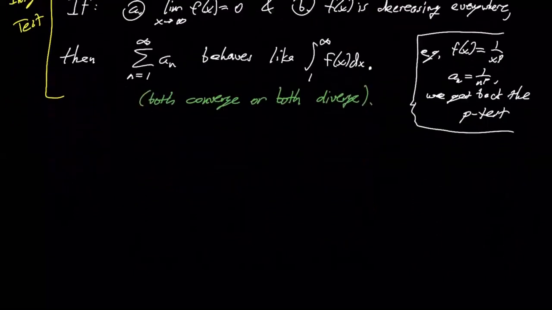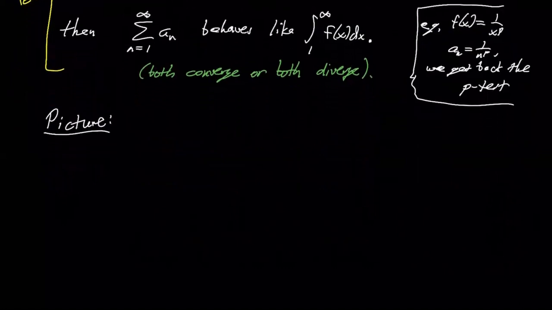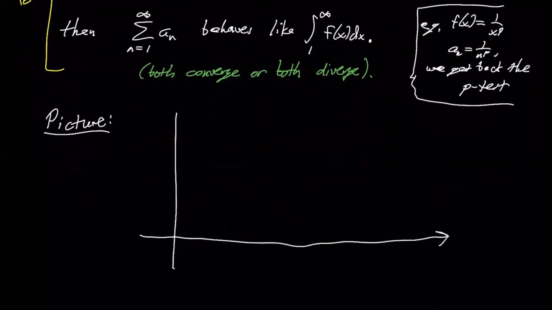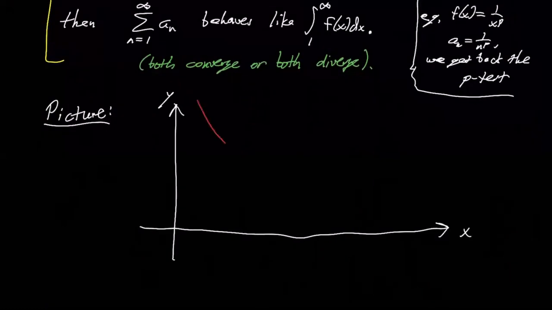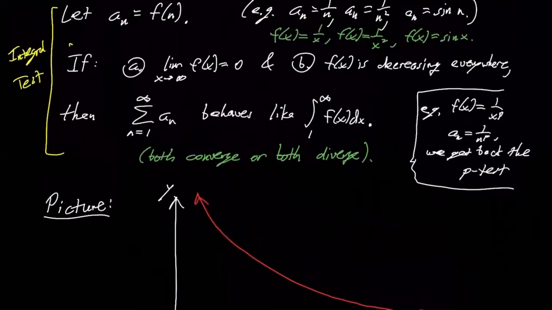Let's draw a picture just to see what we'd be thinking about here. Right, we've seen a picture like this for the p-test also. So here are my axes, and here's my function, and my function is decreasing. This is f of x. It says we need it to decrease and go to 0. So it's going to look like this, right? It's going to be decreasing always, and it's going to be asymptotically heading to 0. I think it's actually important, I didn't really say this, but f of x is positive.